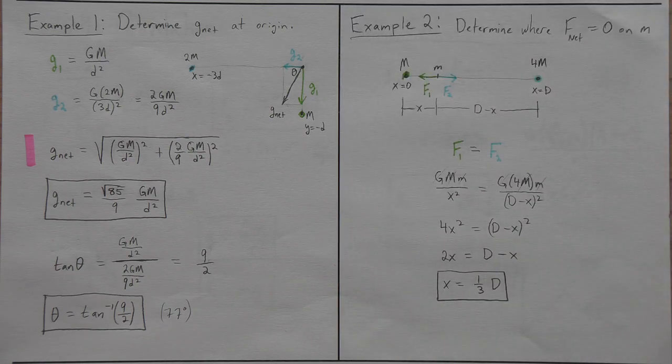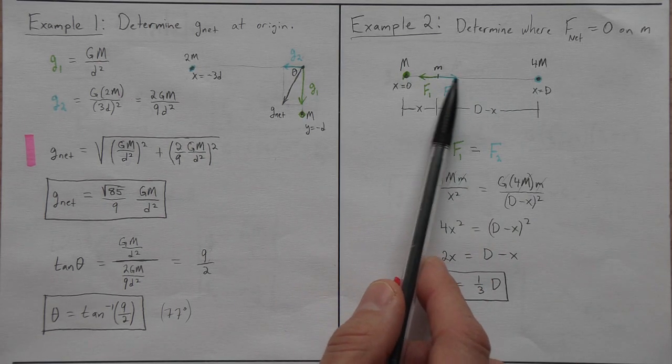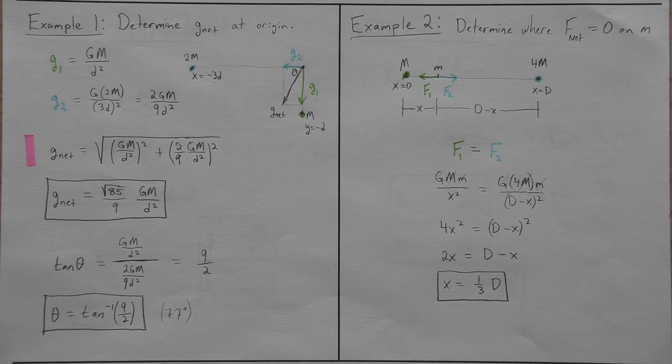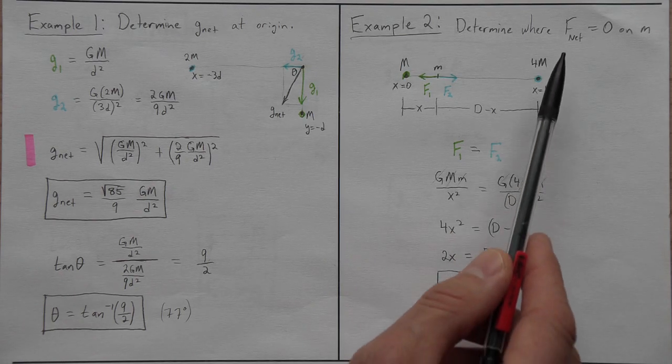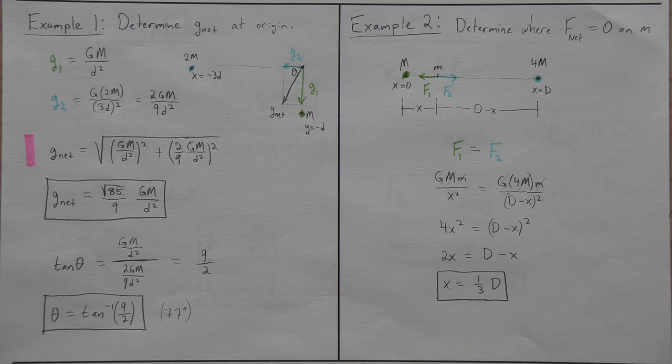Let's take a look at another example. So this was like what I showed in the beginning with the penny, and the penny was in the middle, and we had the quarter and the nickel on the sides, and then we had forces opposing each other. This time what I want to do is find where the net force on little m is 0. Okay, so it's somewhere in the middle.